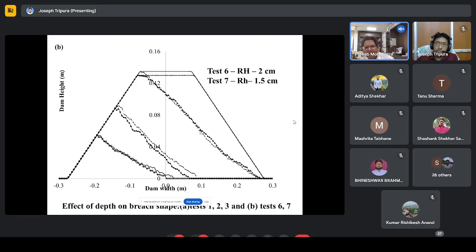Similarly, here it is rectangular. The earlier result was for triangular. This is for rectangular with different depths, 2 centimeter and 1.5 centimeter. And then we saw that initially, to start with the simulation, up to certain times, there was some effect, but towards the end, the end results are same. Okay, please go to the next thing.